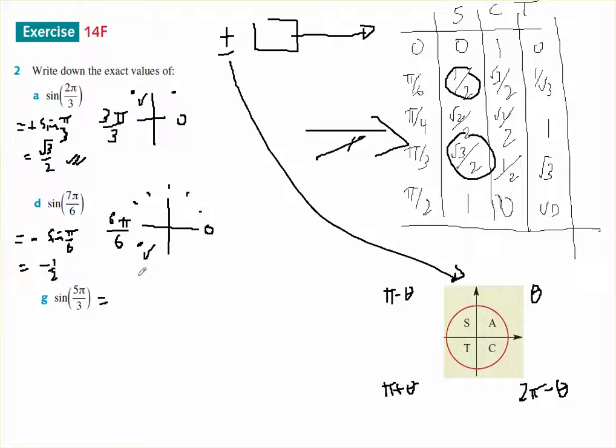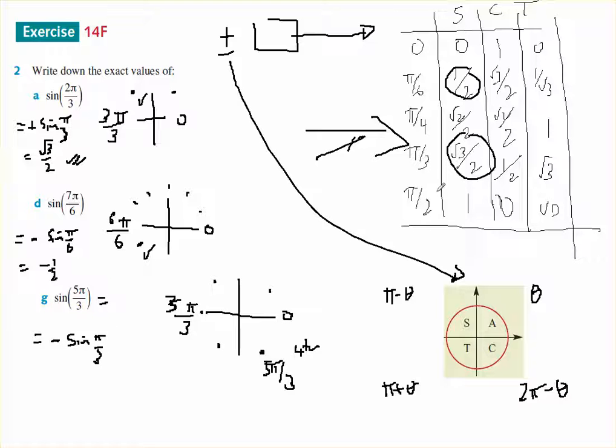Where is the sine of 5 pi on 3? So I need to ask the question, where is 5 pi on 3? Here is 0, there's pi, so that's 3 pi on 3. So I've got 1 pi on 3, 2 pi on 3, 3 pi on 3, 4 pi on 3, 5 pi on 3 is here in the fourth quadrant. In the fourth quadrant, cosine is positive, which means the sine will be negative. And I go to the first quadrant to find out what the sine of pi on 3 is. And the sine of pi on 3 is root 3 on 2. So I'm looking at negative root 3 on 2.